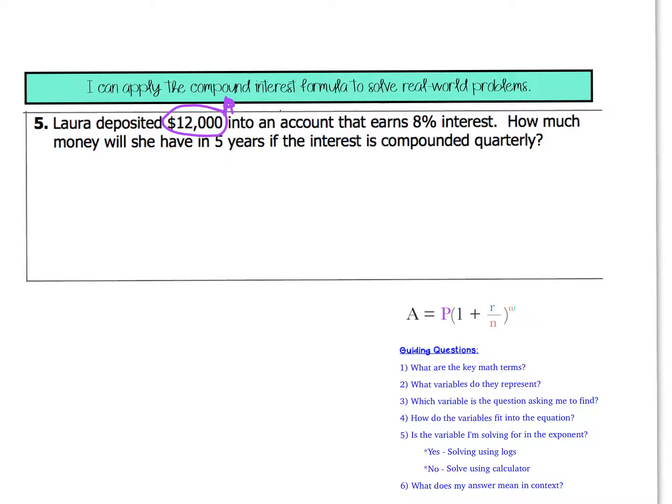So that's my rate. So I'm going to write it as a decimal. So 0.08. How much money will she have in 5 years? So that's my time. If the interest is compounded quarterly. So quarterly means fourth. So if it's compounded quarterly, that means that it's 4 times a year. So N is 4. All right, so those are the first two questions.